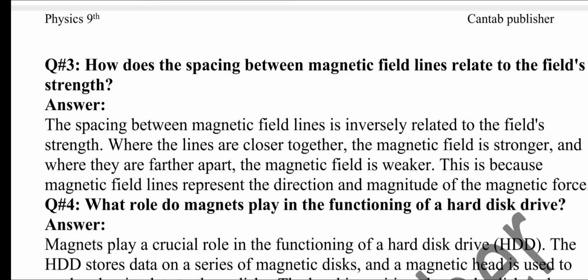Question number 3. How does the spacing between magnetic field lines relate to the field strength? So the answer is, the spacing between magnetic field lines is inversely related to the field strength. Where the lines are closer together, the magnetic field is stronger, and where they are farther apart, the magnetic field is weaker. This is because magnetic field lines represent the direction and magnitude of the magnetic force.